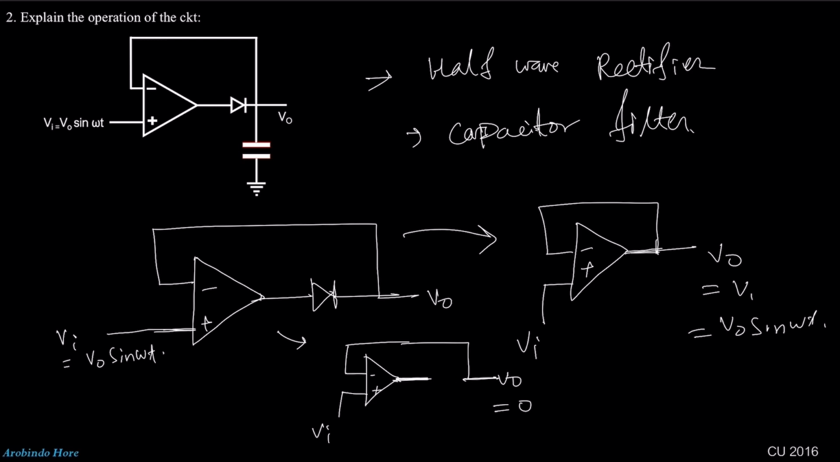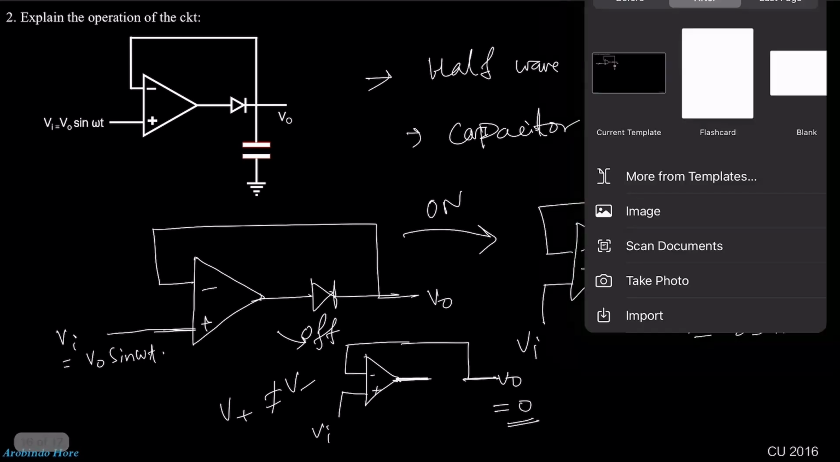That means V plus is not equal to V minus, right? And as there is nothing at V minus, what will be the value of V0? V0 will be 0. So you already understand: if the diode is on, then the circuit will look like this; if the diode is off, then the circuit will look like this, right? Now we need to see when the diode is on and when the diode is off. First I will just draw the sine wave.